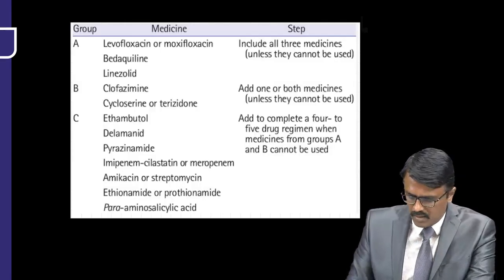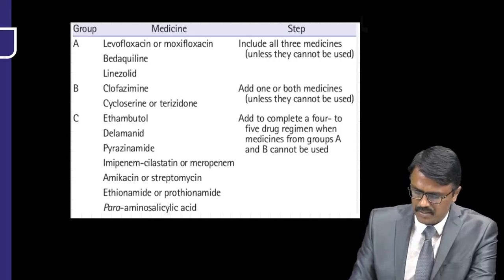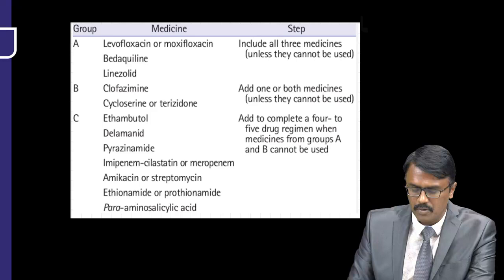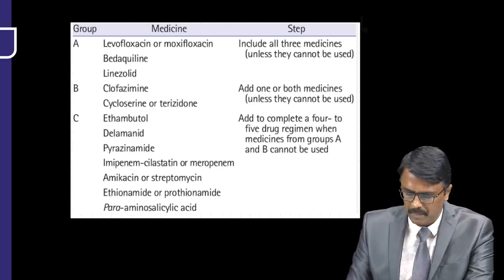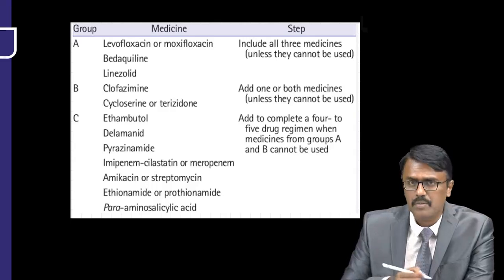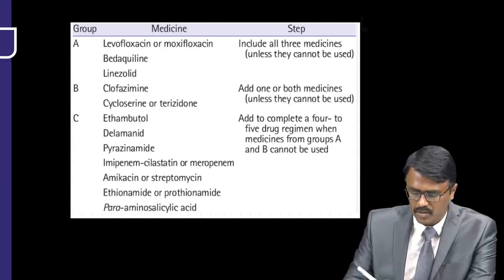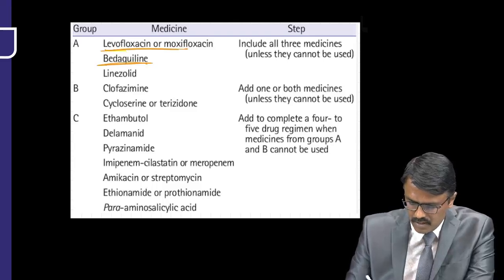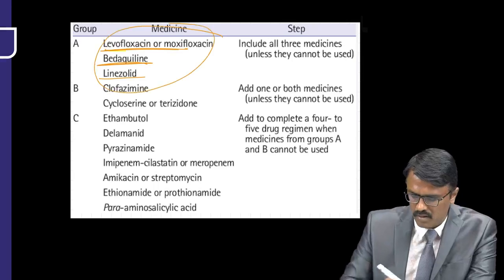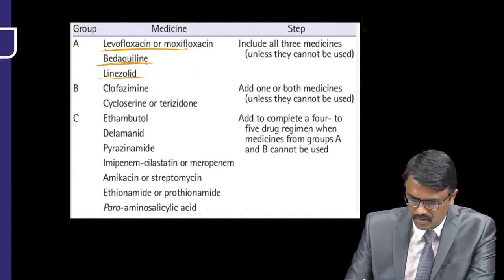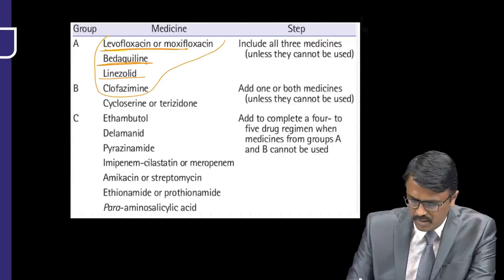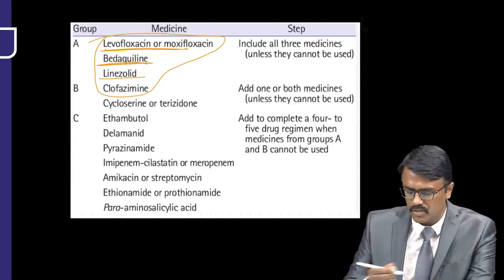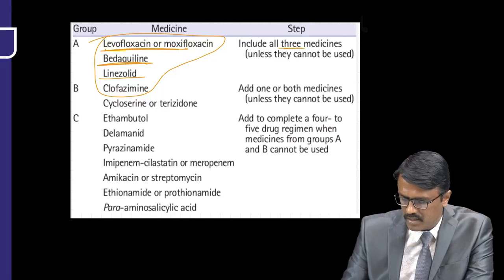To understand which drug to use, I told you we have a grouping of drugs. The second line TB drugs are grouped as A, B, C, as I have told you already. If you want to treat an MDR TB, you can choose from the first group. These are the first 3 drugs. You can include all of them first. So include all 3 medications unless they cannot be used.